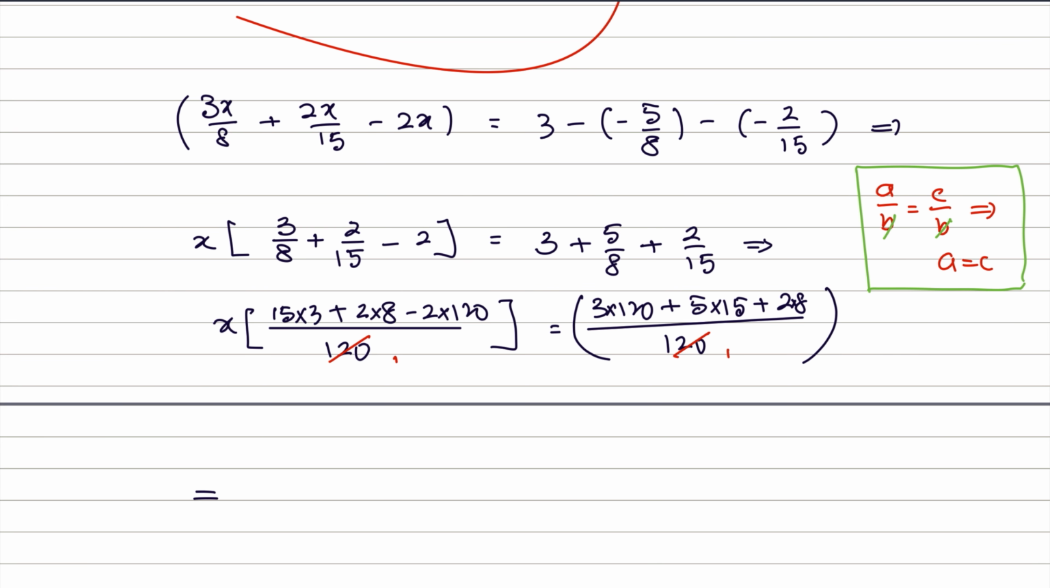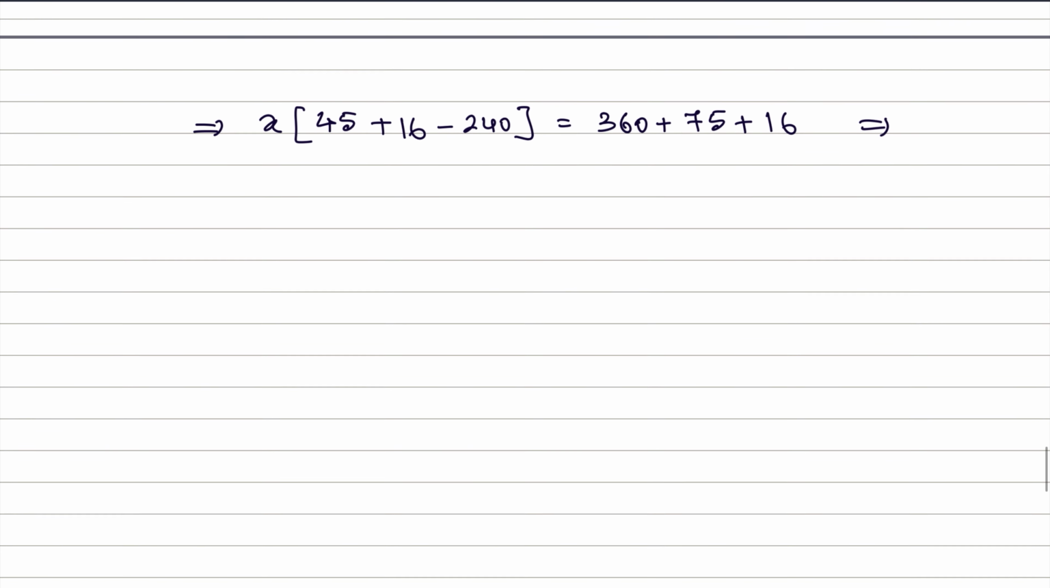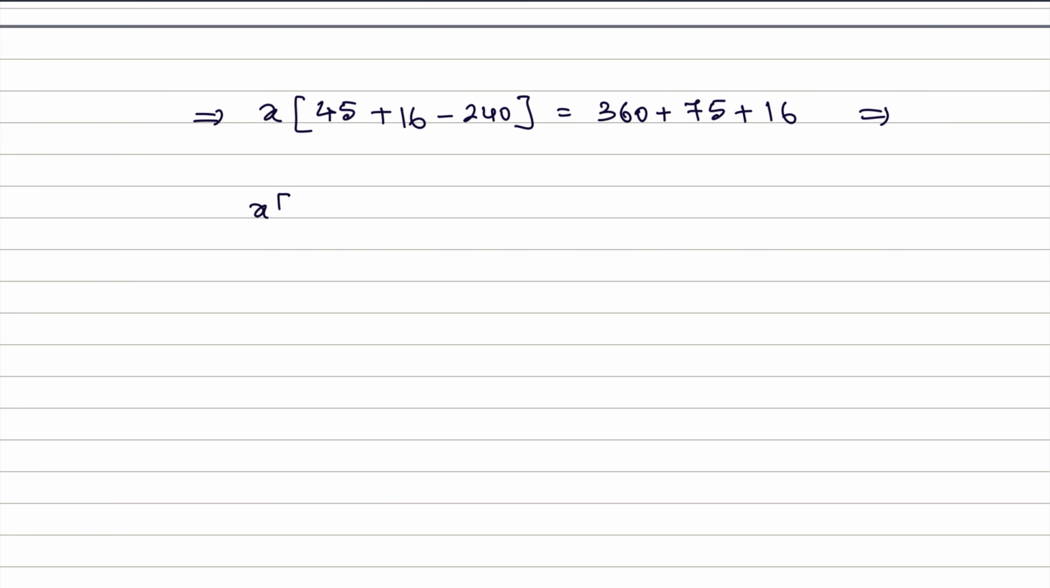Now it becomes x into 15 into 3 is 45 plus 2 into 8 is 16 minus 240 is equal to 3 into 120 is 360 plus 5 into 15 is 75 plus 2 into 8 is 16. That implies x into 45 plus 16 is 61, 61 minus 240, 61 minus 240 is minus 179. You just see, is equal to 360 plus 75 is 75 plus 16, 91, 91 plus 360, 451.